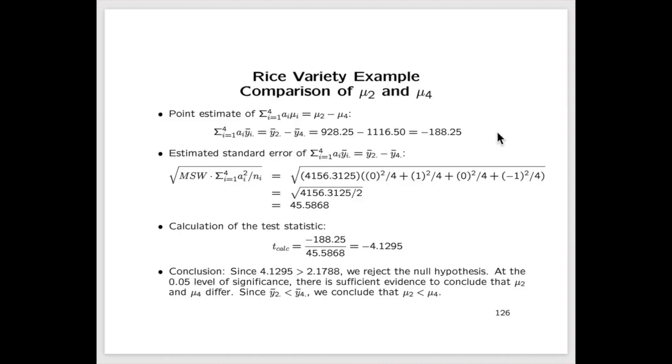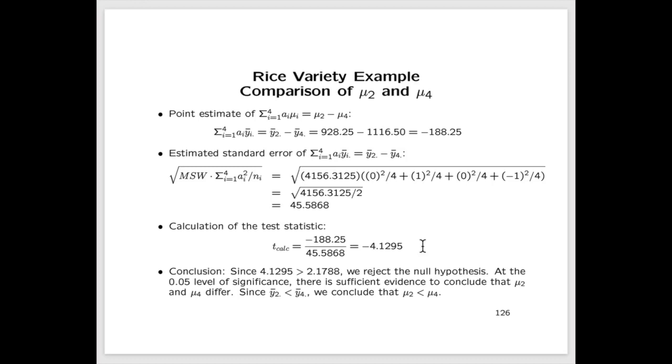All right, and so now we calculate the point estimate of mu2 minus mu4. This is the numerator for the test statistic, and that is obtained by calculating the difference between y bar 2 dot and y bar 4 dot, and we get a value of negative 188.25. All right, the estimated standard error of y bar 2 dot minus y bar 4 dot is again 45.5868. And so the calculated value of the test statistic is negative 4.1295. The absolute value of that, positive 4.1295, is greater than 2.1788, and so we reject the null hypothesis.